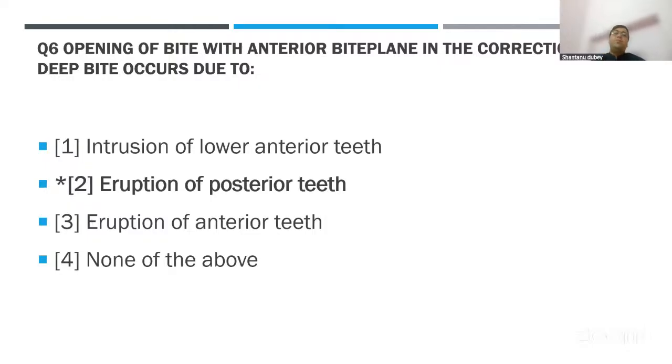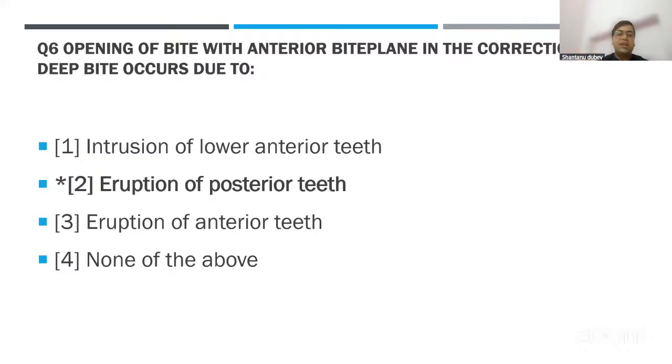Okay. Opening of bite with anterior bite plane in the correction of deep bite occurs due to, is it due to intrusion of the lower anteriors? Is it due to eruption of the posterior teeth? Is it due to eruption of the anterior teeth, or none of the above? Okay. Eruption of the anterior teeth is out of question, because if there is eruption of anterior teeth, obviously the deep bite will increase, and we are talking about correction of deep bite. So that option is out of question.